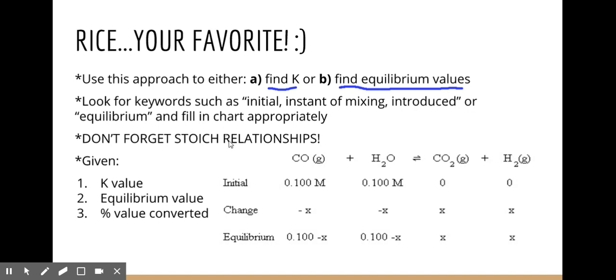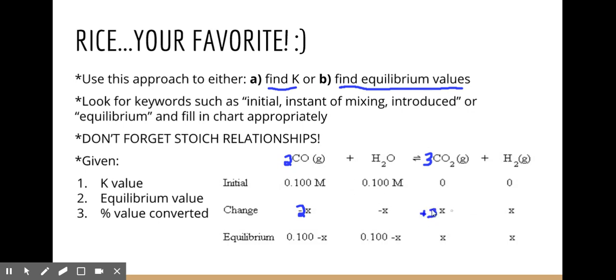Also, don't forget stoichiometric relationships. So, for instance, I know that it doesn't pertain to this example, but if there was a 2 in front of this CO, then this would have to be minus 2x. If there was a 3 in front of this CO2, then this would be plus 3x.